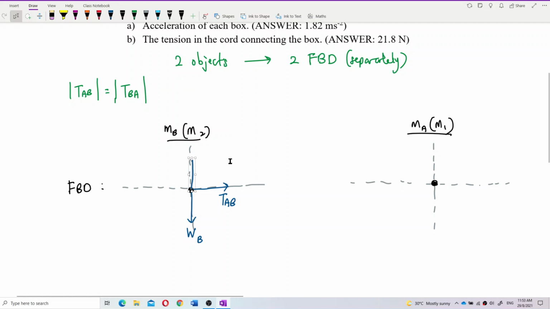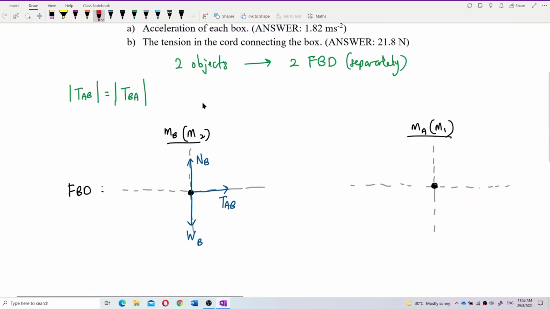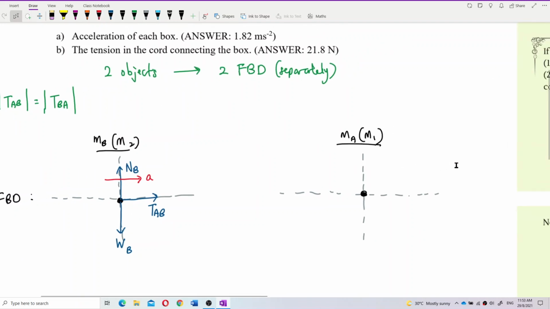Hold on a second. So here you have the normal force B. And then acceleration to the front. You must write the acceleration also. Acceleration to the front. Okay. And then how about the mass A?